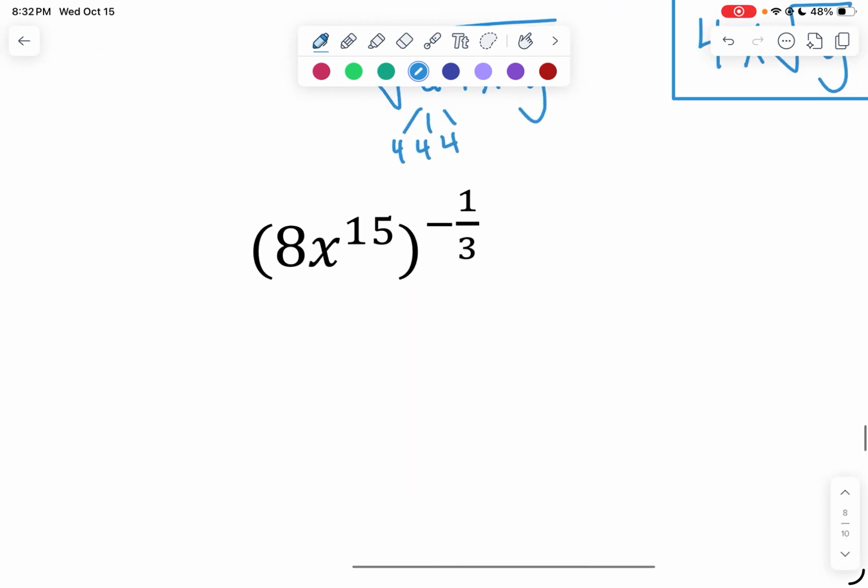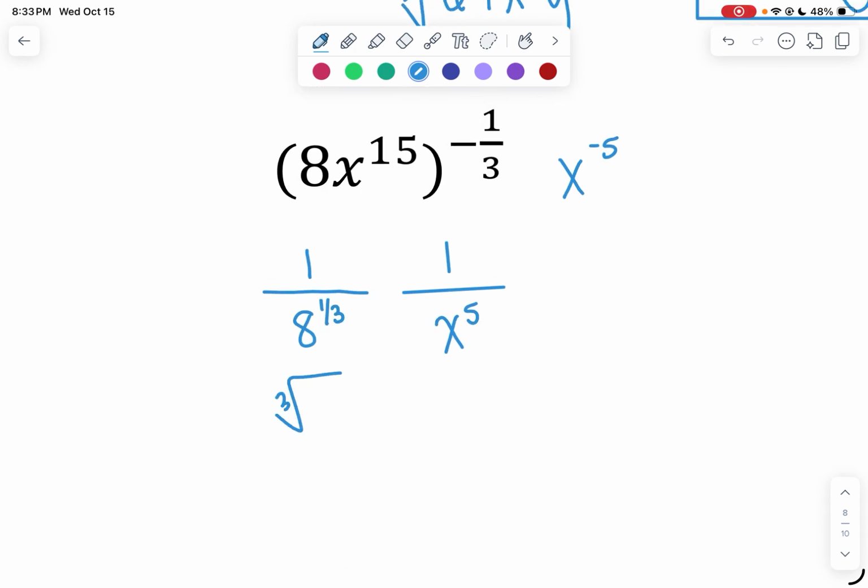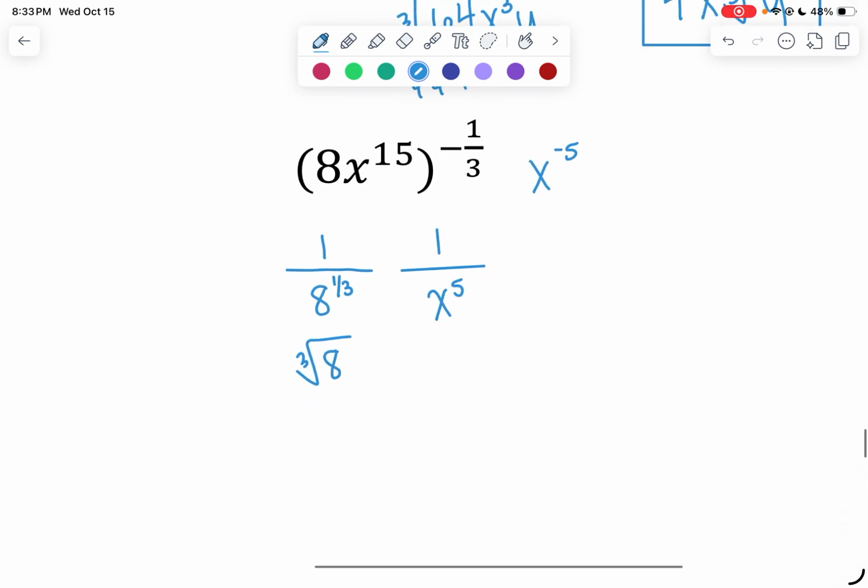Okay. Over here, I'm going to do what I did with the last one, which is where you can kind of break it up piece by piece. So I have 8 to the negative 1/3. So that would be 1 over 8 to the 1/3. And then I have x to the 15th to negative 1/3. So that would be 1 over x to the... 15 times negative 1/3 would be x to the negative 5. So that's going to go in the denominator. So that would be x to the 5th in the denominator, okay? And then from there, what's your cubic root of 8? 2. So this would just become 1 over 2x to the 5th.